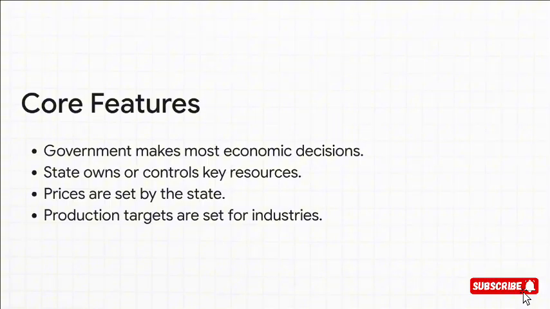It decides what gets made and how much of it. The state usually owns or has tight control over all the major resources. We're talking factories, farmland, you name it. And you can forget about supply and demand determining prices, a central authority just sets them. They even tell entire industries, okay, you need to produce this many tons of steel this year.